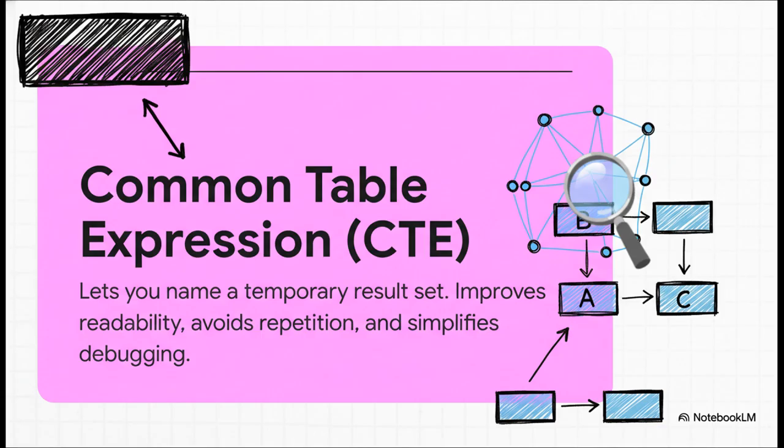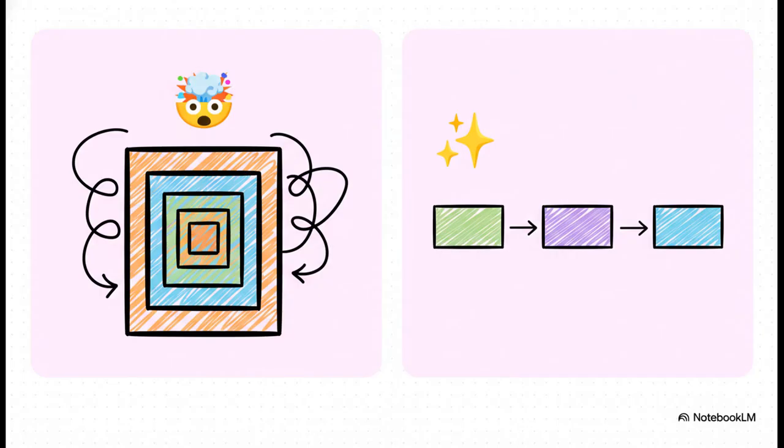So instead of burying your logic deep inside a bunch of parentheses, you define it right at the top, give it a clear name like daily sales or active users, and then you just refer to that name later on. It makes everything so much cleaner and easier to follow. And you can just see the difference here.